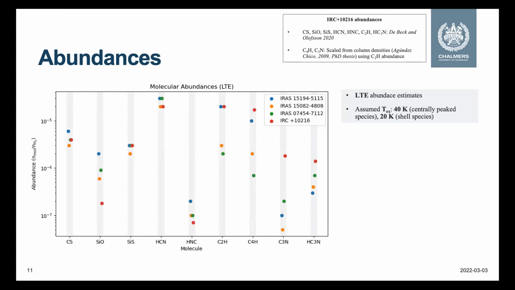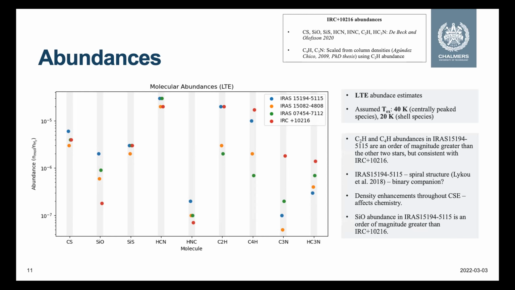preliminary. This is done in LTE, assuming a fixed excitation temperature, 40 Kelvin for the centrally peaked species and 20 Kelvin for the shell species, which is somewhat reasonable considering that this is what has been used in the literature for IRC+10216. But we will again do detailed non-LTE radiative transfer later. Let's look at what we can broadly see from the abundance plots.